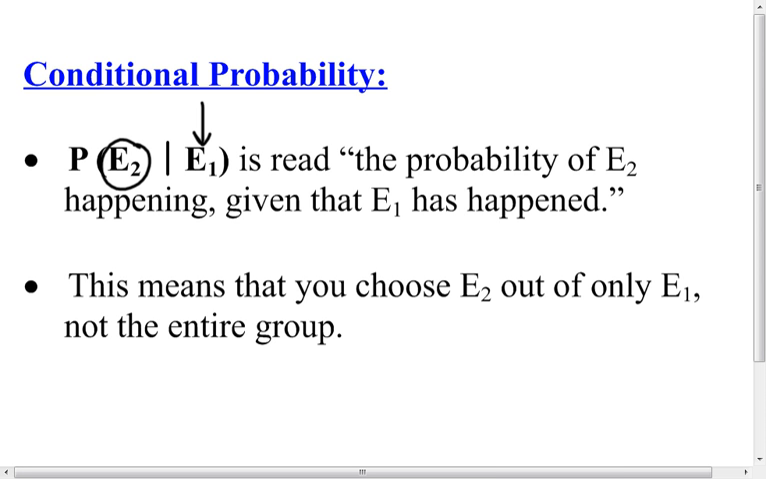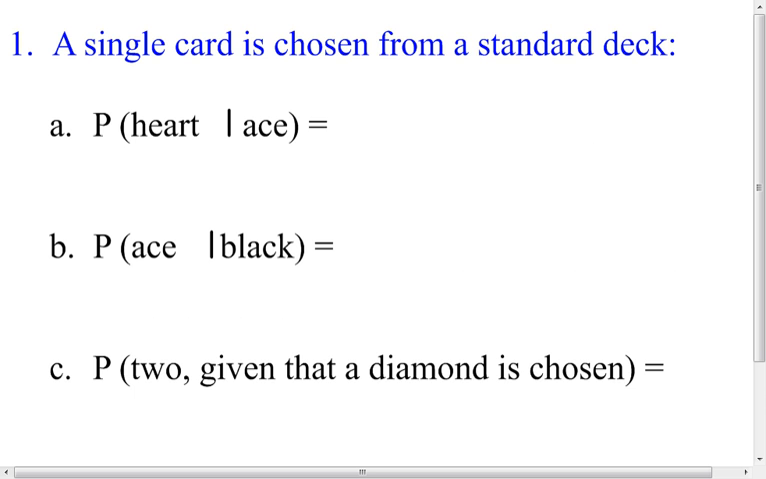Basically, I like to think of this kind of as a fraction, you've got a little sentence there. It means that you're choosing the second event out of only the first event, not the entire group. And you'll see, I think, a little bit about what this means as we go through some problems.